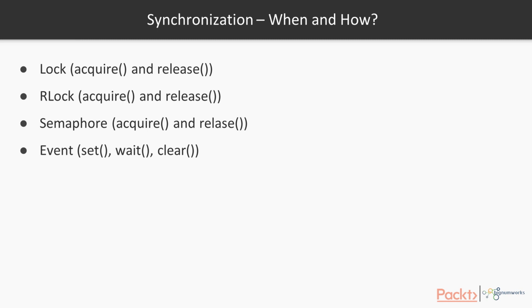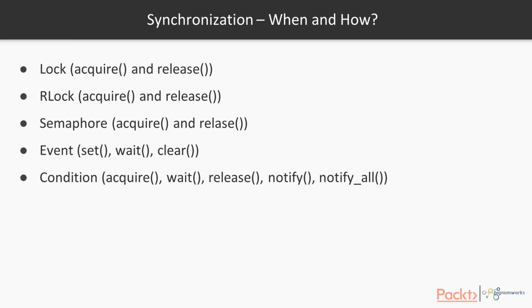Event acts as a communication mechanism between threads. Threads are blocked and wait till an event is set by a different thread. We shall look into how to use this later on in this section. The last one we are going to discuss here is Condition, which is an extension to the event primitive, and it is typically used with the producer-consumer problem.